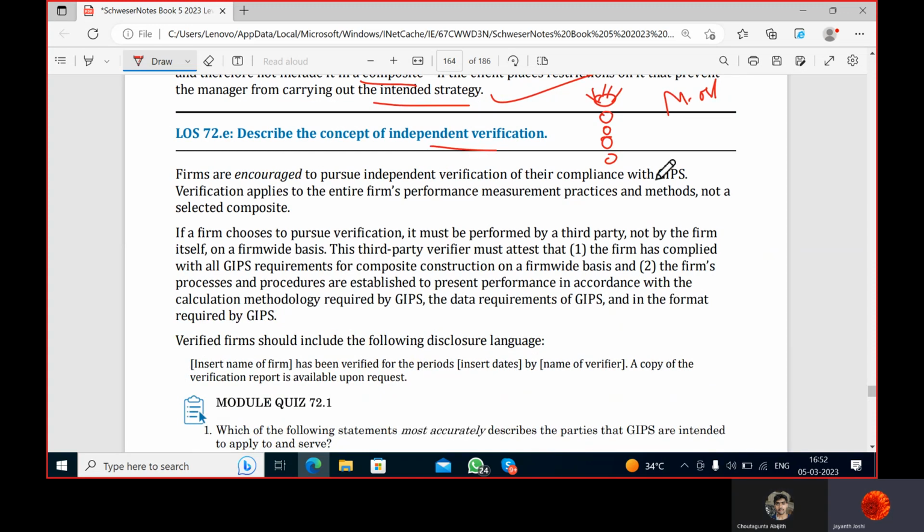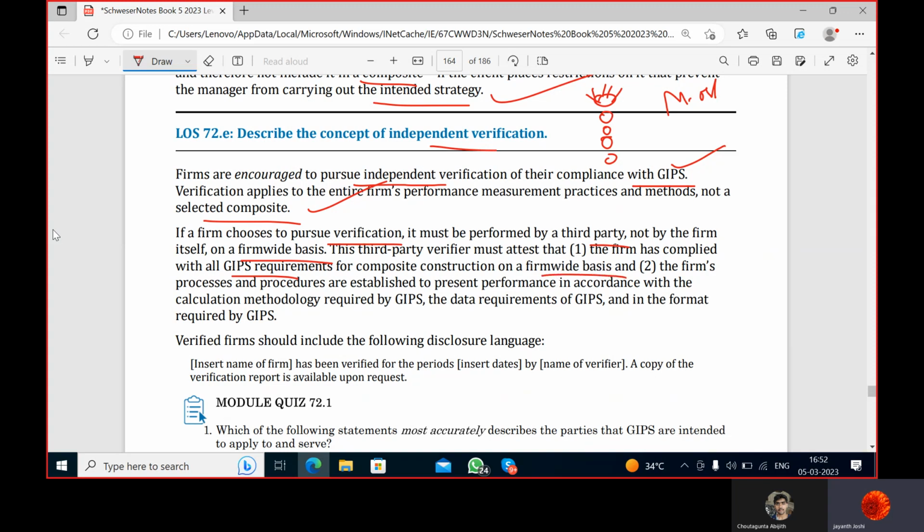Now, describe the concept of independent verification. Firms are encouraged to pursue independent verification of their compliance with GIPS. Verification, that means whether they are following or not, they should verify. Verification applies to the entire firm's performance measurement practices and methods, not a selected composite. If a firm chooses to pursue verification, it must be performed by a third party, not by the firm itself, on a firm-wide basis. This third party verifier must attest that the firm has complied with all the GIPS requirements for composite construction on a firm-wide basis.